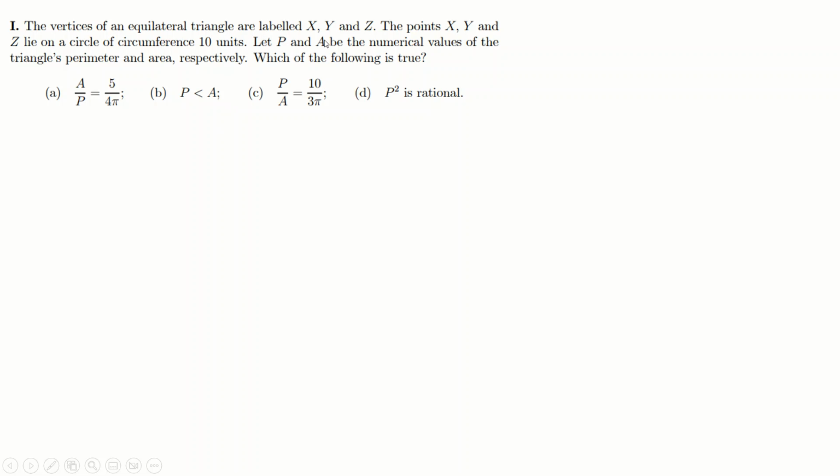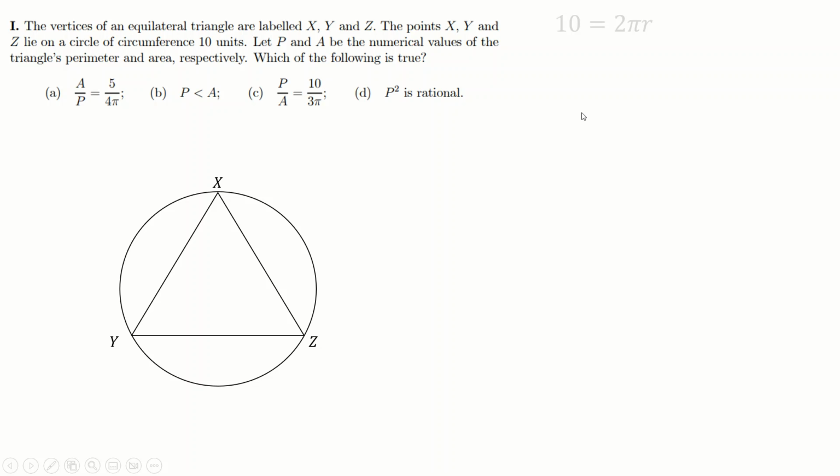We've got a triangle labelled XYZ, it's equilateral, and a circle going around it. Good. Circle has circumference 10, which means 10 is 2 pi r, which means r is 5 over pi. So all of these distances are 5 over pi. Now, I think I can work out the area of this triangle here. So P and A be the perimeter and area.